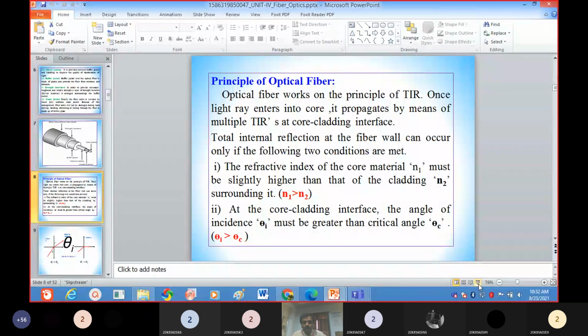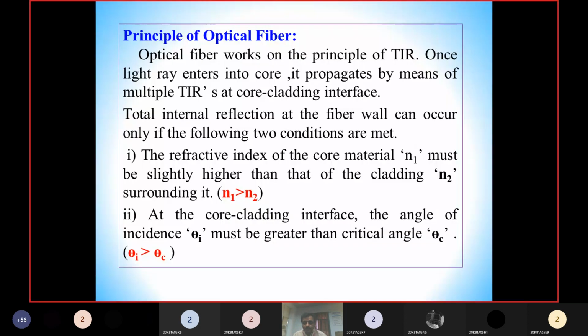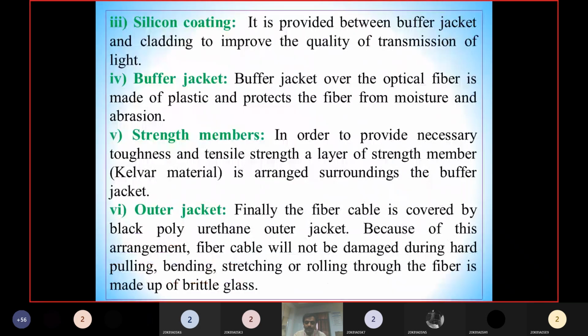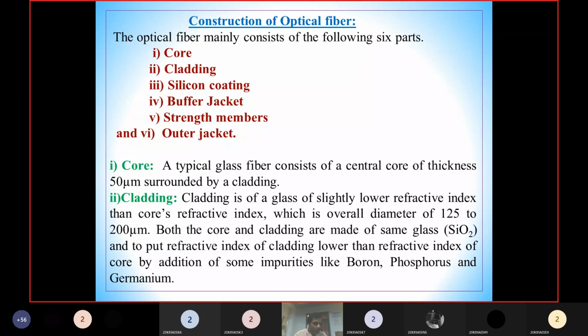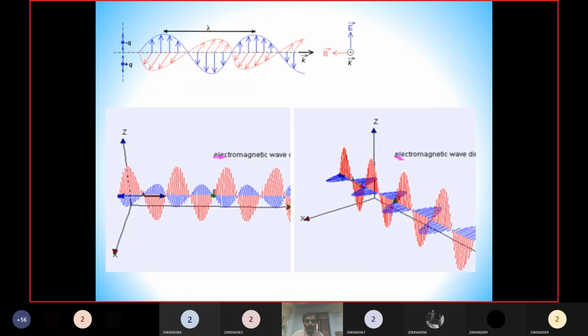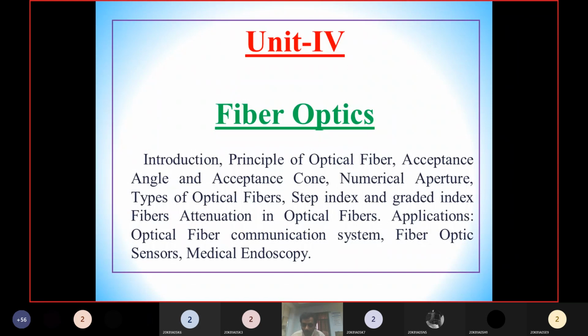Now we'll discuss fiber optics. The third unit is very important. If you prepare it perfectly, you can answer two questions, which means a total of 28 marks. You will get the 28 marks if you read the third unit perfectly. That's why I am saying this, because the topic is also very small.